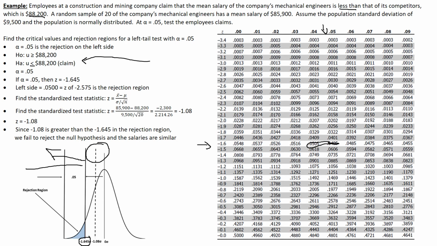This is the rejection region right here. This is the fail to reject. So we would fail to reject the null hypothesis, which means we can't support the claim. They're saying the salary is similar enough. It's not less than 88.2 statistically. So the salaries are roughly the same.